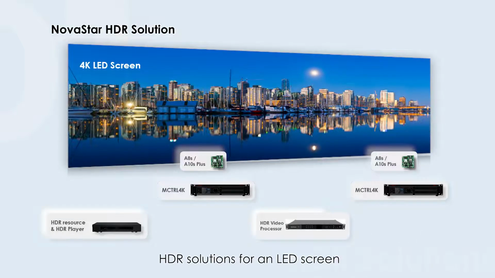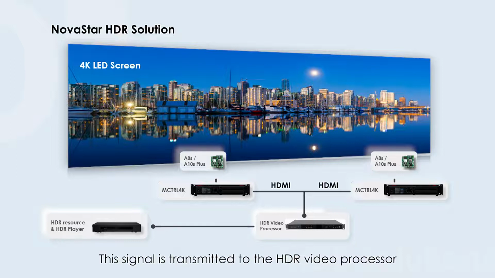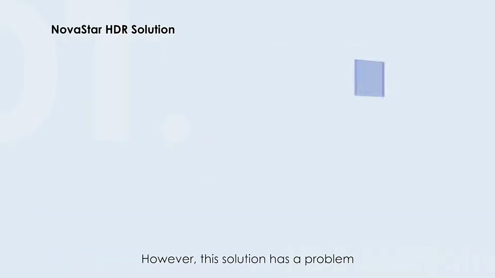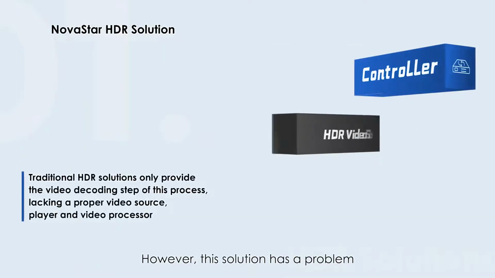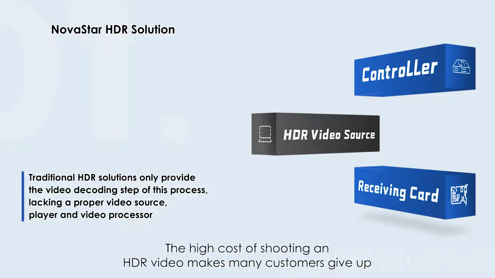When we think about HDR solutions for an LED screen, we usually think first about the HDR video source. The signal is transmitted to the HDR video processor, then passed to the controller, which supports the HDR functionality. However, this solution has a problem. It is not easy to get an HDR video source. The high cost of shooting an HDR video makes many customers give up.